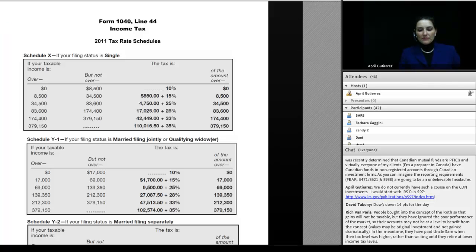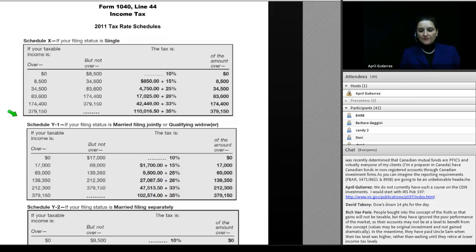Line 44, we have our new tax tables up for the year. These are just the tax rates charts, and they're based on income. Clients often ask, what tax bracket am I in? And this is where you can go to tell them, well, you're in the 10% bracket or you're in the 25% bracket. But bear in mind that the numbers shown here for income are taxable income, not gross income. So you take your adjusted gross income, you subtract out your itemized deductions or your standard deduction, you subtract out your personal and dependency exemptions, and you get a number which is your taxable income. If that number exceeds the numbers on this form, that's when you move into the next tax bracket.